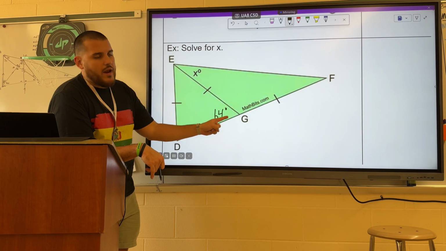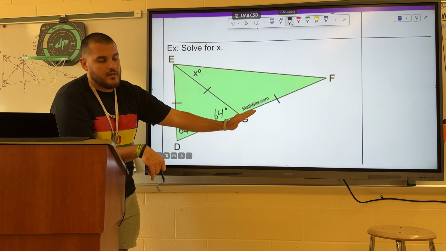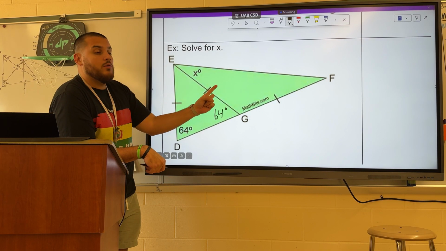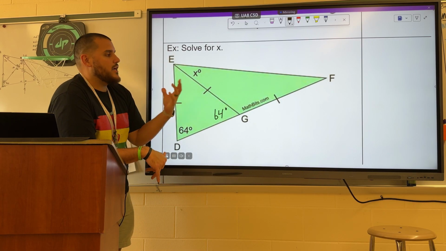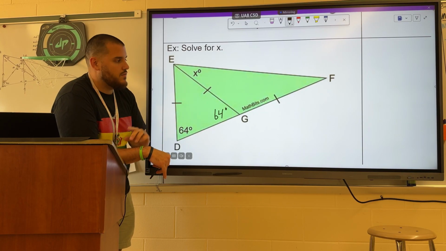I can do the linear pair route, which would be finding this angle here, knowing these two are side by side on a line. They're a linear pair, they have to add up to 180. But that would lead to another calculation that would have to be done later. And there's actually something we can do here which would require only one more equation to solve for x.